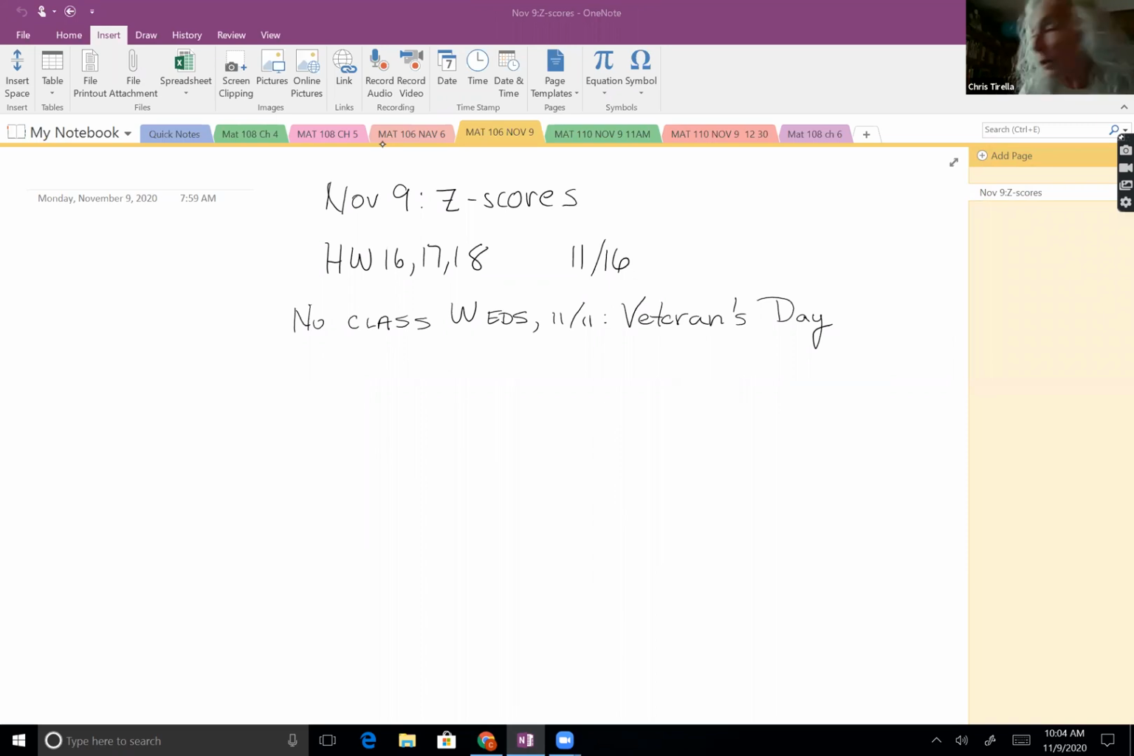Today we are going to start looking at Z-scores. Before we start looking at Z-scores, I want to look at another example making use of that 68, 95, 99.7 rule. And I'd also like to start by asking, does anybody have any questions on any homework problems?